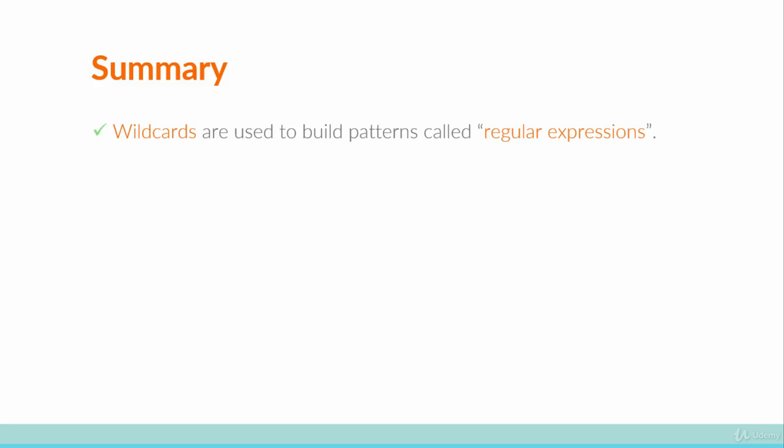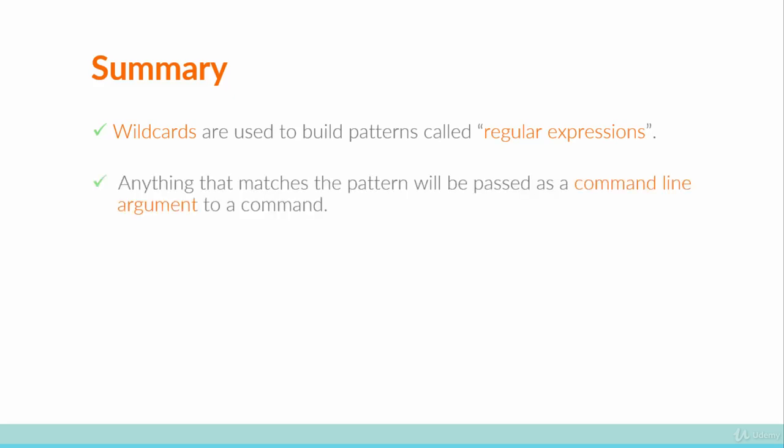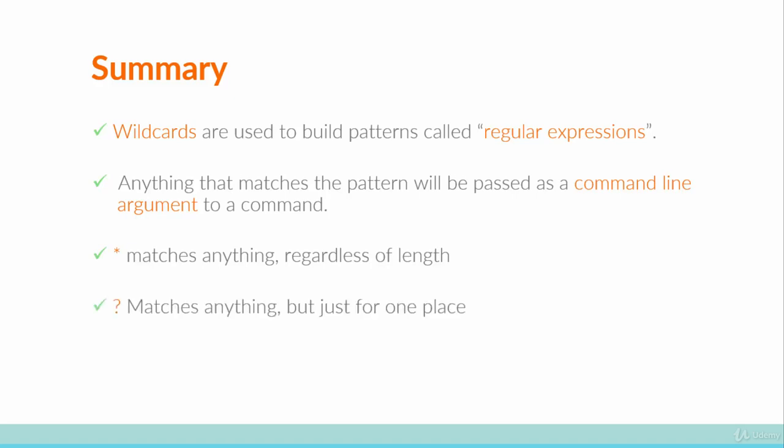First, you learned about the concept of regular expressions, and regular expressions are basically patterns that a piece of text needs to match. Okay, and anything that matches that pattern will be passed as a command line argument to the command. Now, the star wildcard matches anything, regardless of length. The question mark matches anything, but just for one place. And the square brackets match just one place, but allow you to specify options that will actually be matched. So unlike the star and the question mark, which will match anything, the square brackets allow you to choose what will be matched. And of course, you can just type letters and numbers in that you want specifically to appear as well.